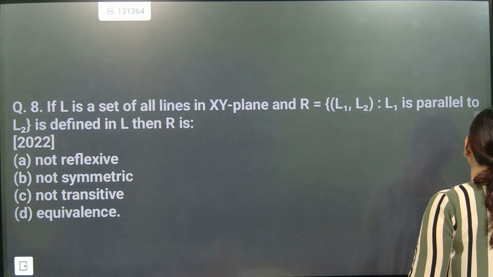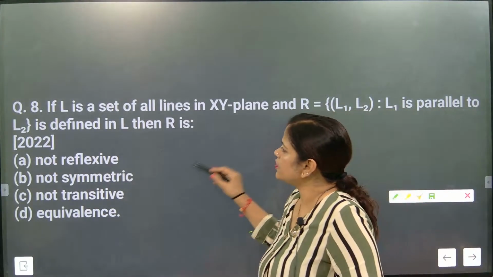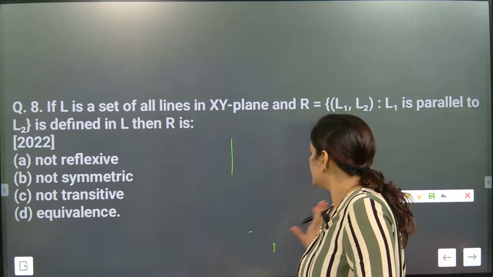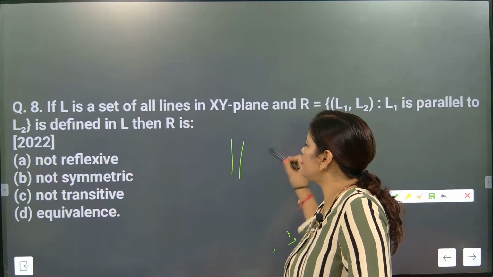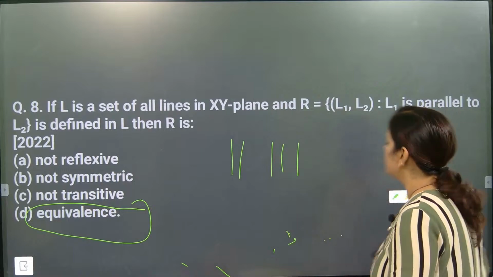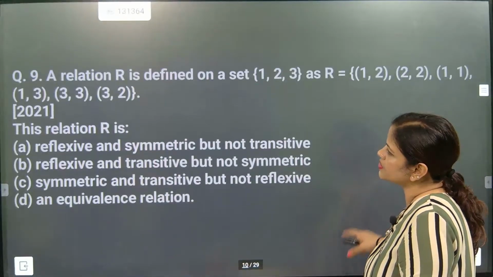Now look at it. When we are going to talk about two lines, everyone please pay attention. A line can be parallel to itself. That's the super thing. So definitely it is reflexive. Symmetry, yes, this is parallel to this, and this is parallel to this. And transitivity holds 100%. It is an equivalence relation. So definitely parallel lines will be an equivalence relation. And your next question is this one.